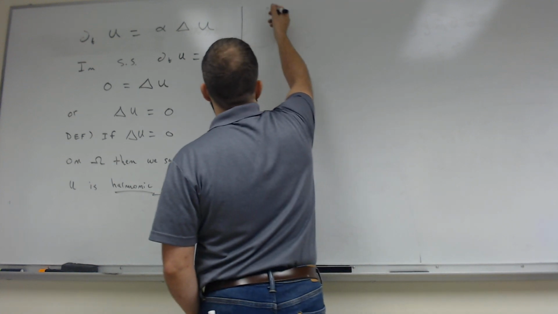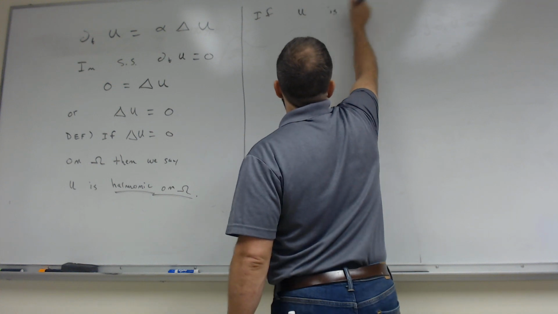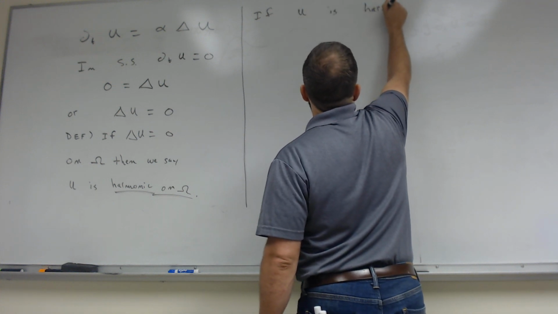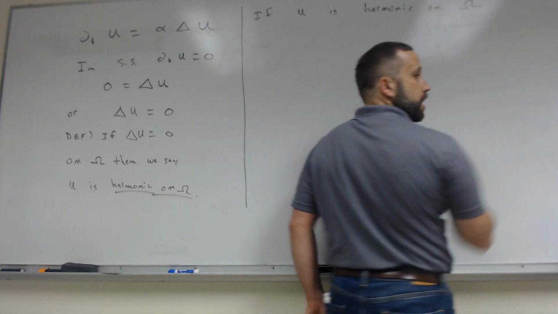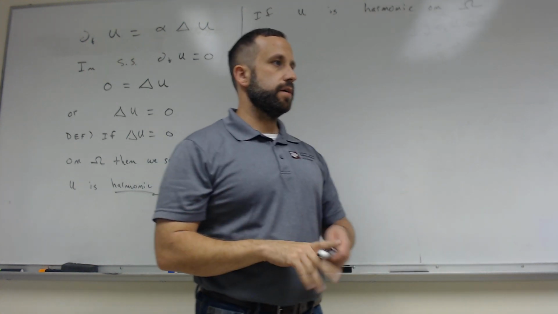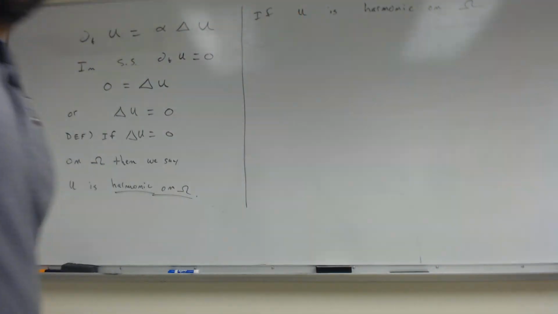So if U is harmonic on omega, and again, we're assuming that U is something that diffuses, something that obeys Fick's law. Wait, hold on a second.